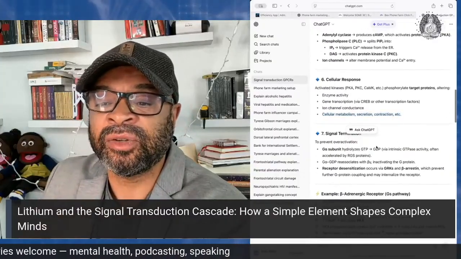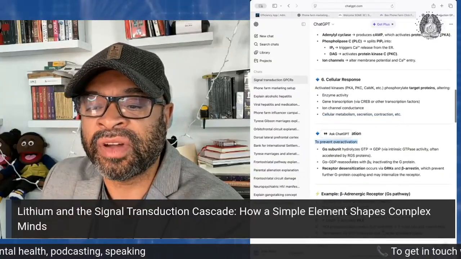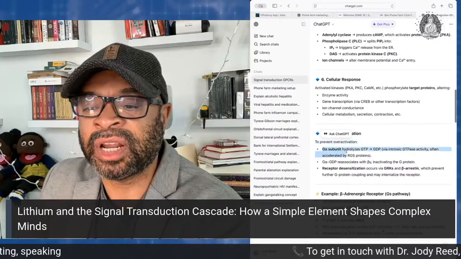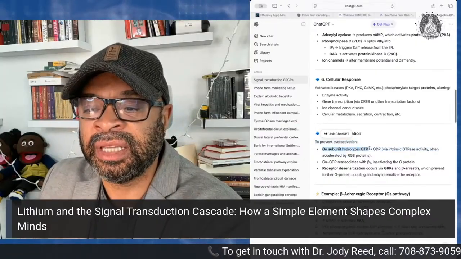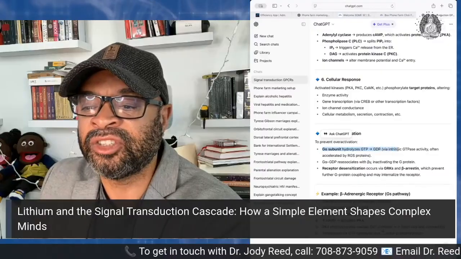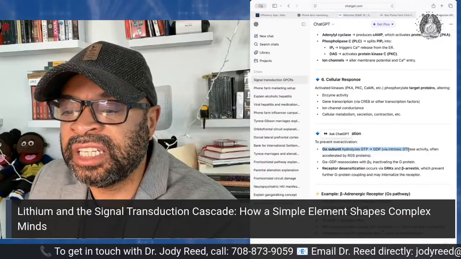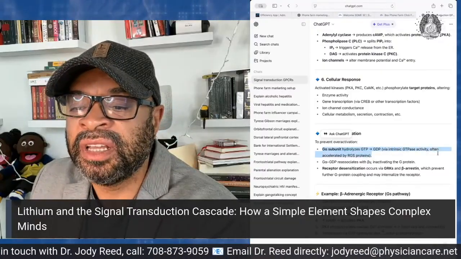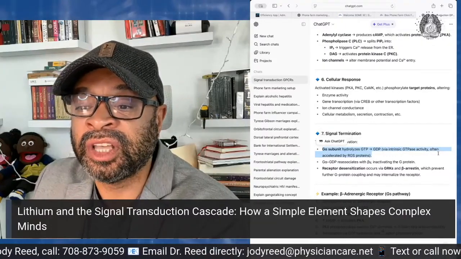Okay. Next, signal termination. To prevent overactivation, the G alpha subunit hydrolyzes GTP to GDP via intrinsic GTPase activity, also often accelerated by RGS proteins. Right. Okay.